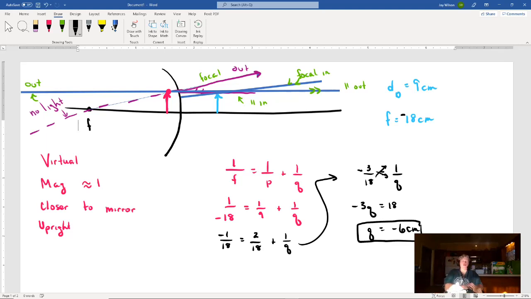So as we said, it is closer to the mirror than the original object was. If we want to do the magnification, it'd be negative Q over P. So the magnification will be negative negative 6 centimeters over 9 centimeters. You'll notice these cancel out. And so we get 6 over 9, which is 0.67, is our magnification. So even though my image didn't quite do it, because my rays are not all straight, it should be slightly smaller than the original, and it is slightly closer to the mirror than the original.